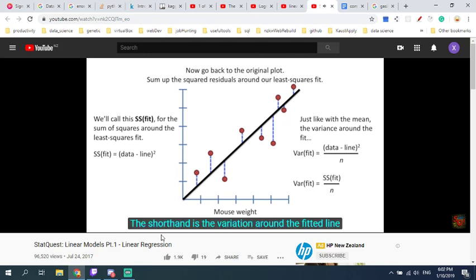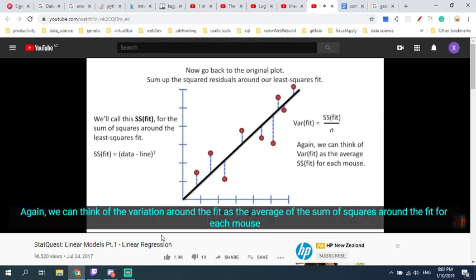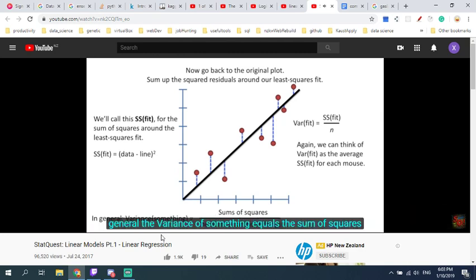The shorthand is the variation around the fitted line equals the sum of squares around the fitted line divided by n, the sample size. Again, we can think of the variation around the fit as the average of the sum of squares around the fit for each mouse. In general, the variance of something equals the sum of squares divided by the number of those things.